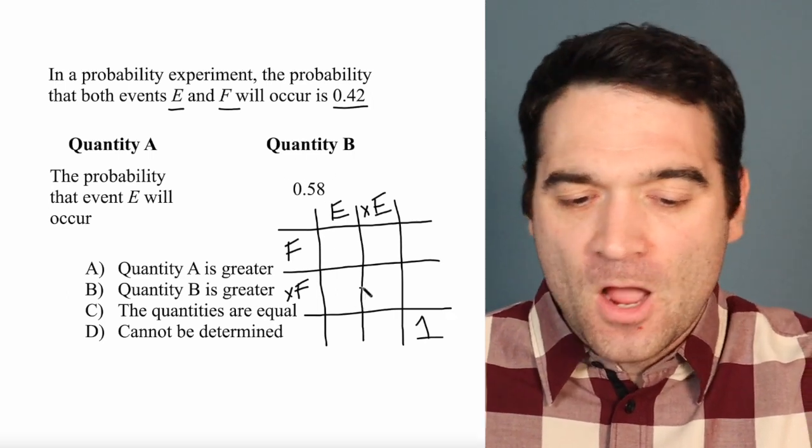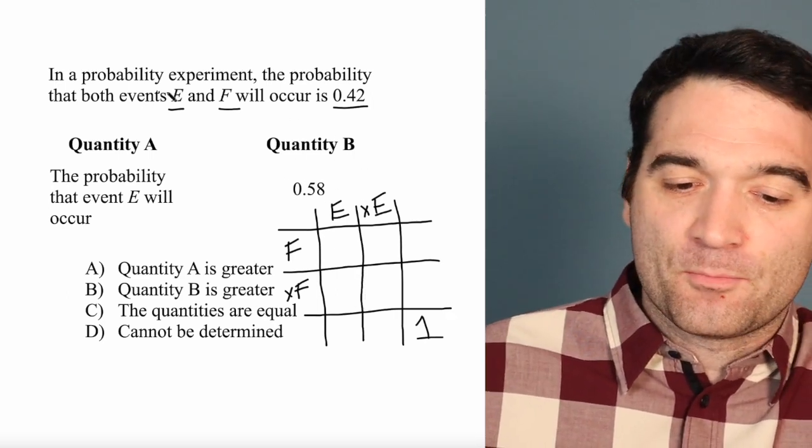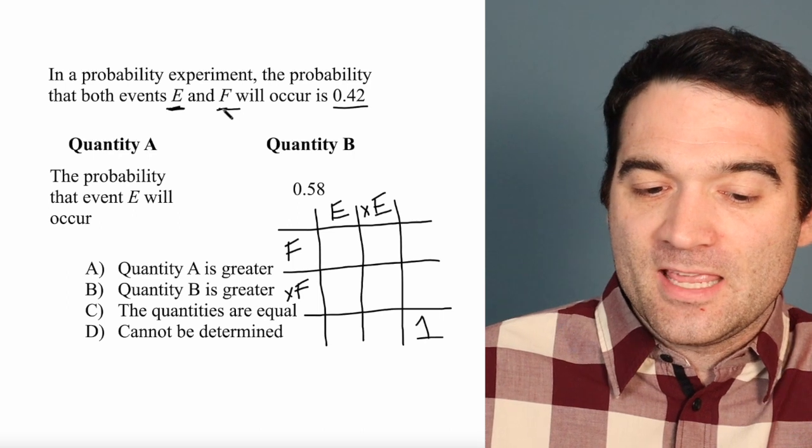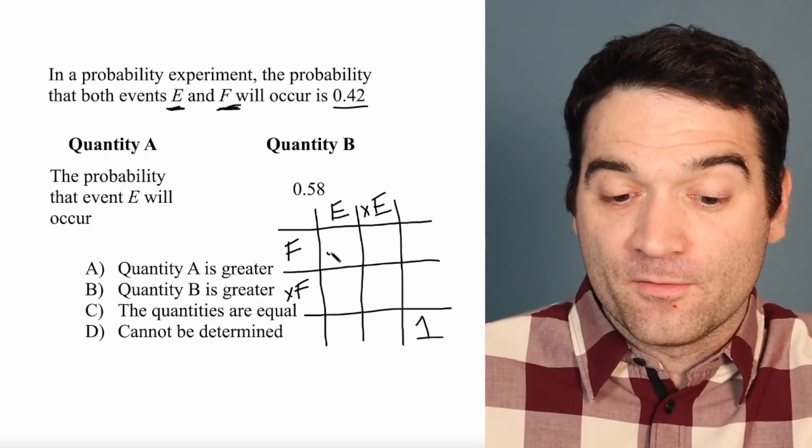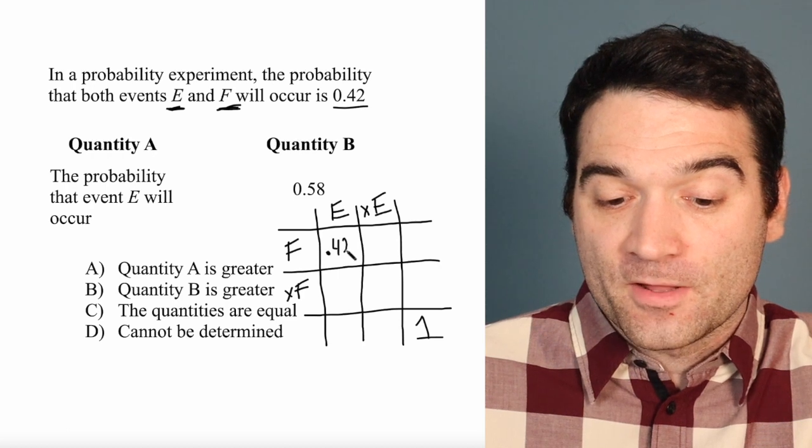All right, so it tells us that the probability that both events happen, E and F, so this cell right here, is 0.42. I'll write that right here, 0.42.